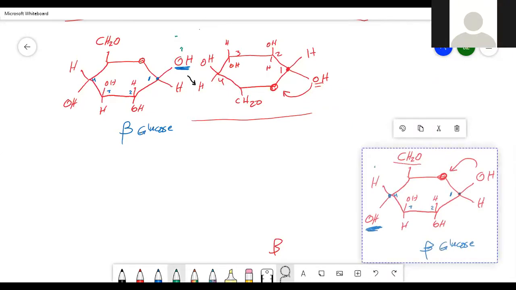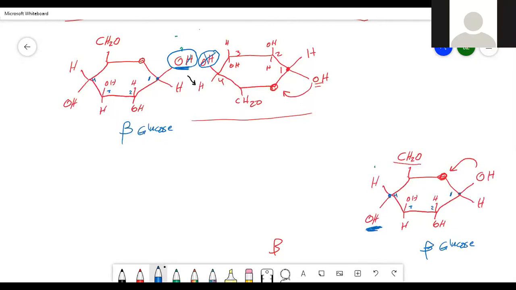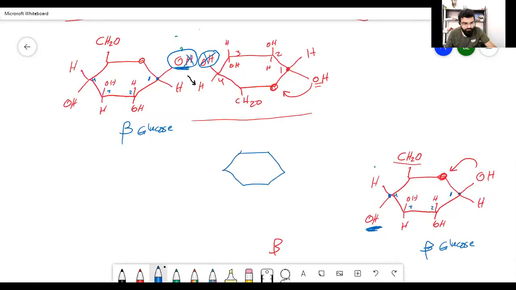Now, this OH and this OH are matching in front of each other, so linking, or bonding, occurs. The OH cancels, the H cancels. So the bond will be O, but upward, toward up like this. And here oxygen. You got the point?